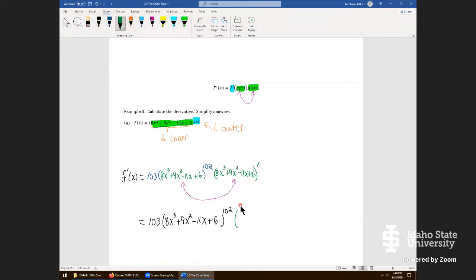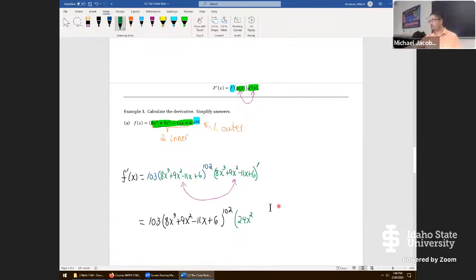24x squared. Awesome. Anyone have the rest? Or anyone for the next part? Awesome, we've got an 18x next. And then last position, or last term. Yep, absolutely. Minus 11. Close the parenthesis, and we did it, folks.